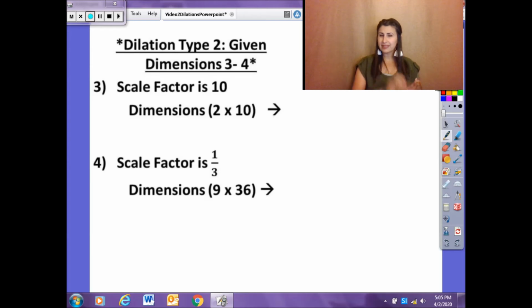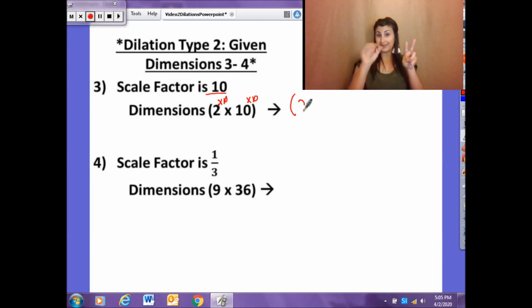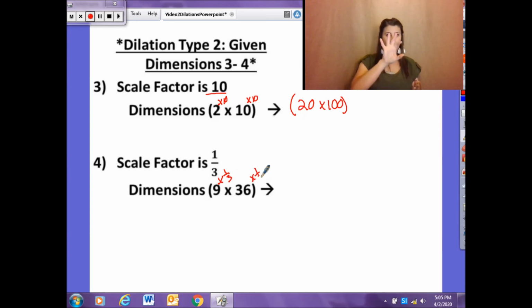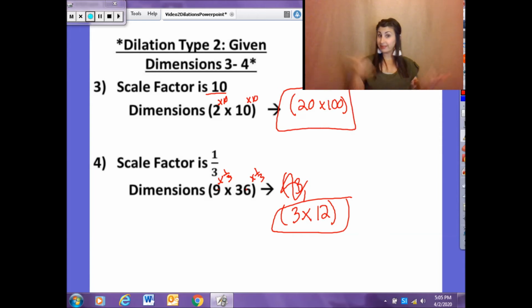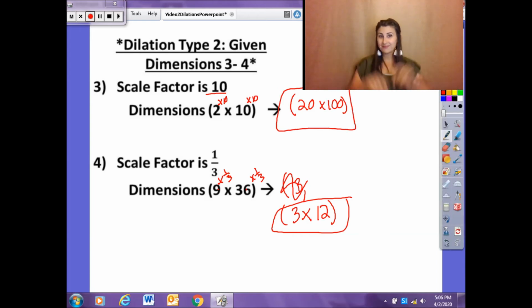All right, same kind of thing. My scale factor is 10, so I'm going to multiply by 10. So that gets me 20 by 100. All right, the next one, I'm going to multiply by 1/3. The same thing as saying 9 divided by 3, which is 3. Same, I'm trying to do coordinates again. It's going to be 36 divided by 3, which is 12. There we go. Next slide.